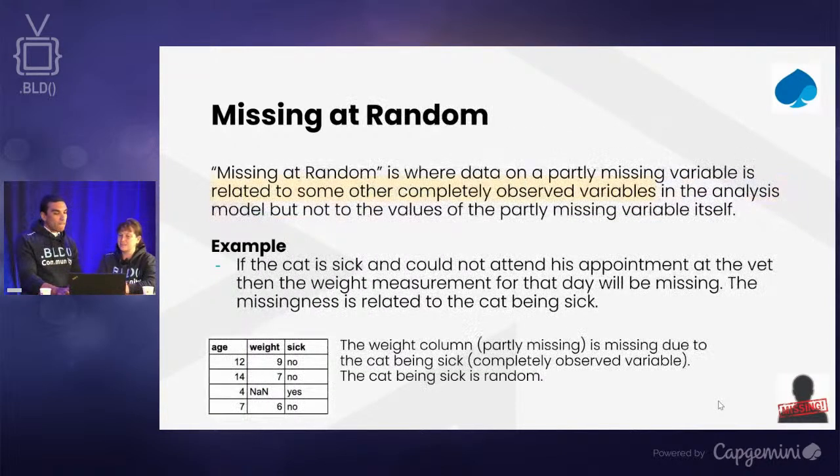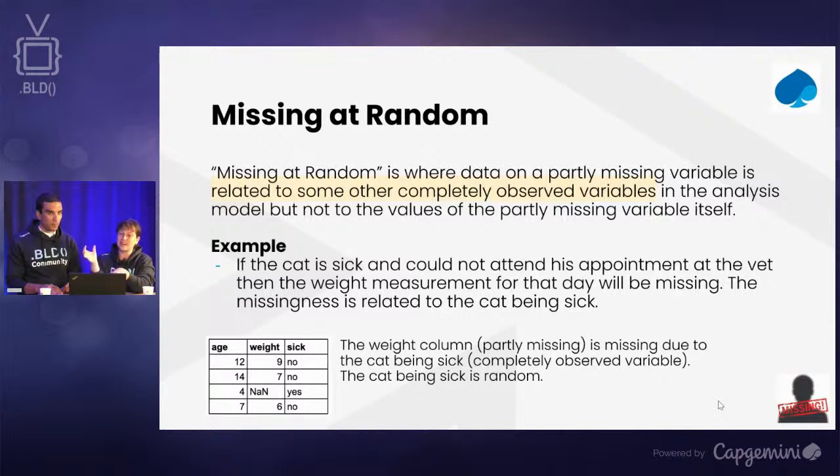Exactly. Missing at random is where the column that has missing data is related to some column that has complete values. For example, at the bottom you'll see there's a column called sick. If your cat is sick, that cat could not attend the appointment, and that means the weight value would be missing. So it's due to something in your data set that's causing the missingness.